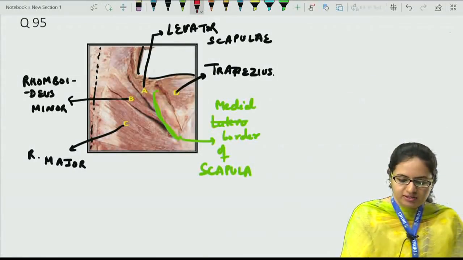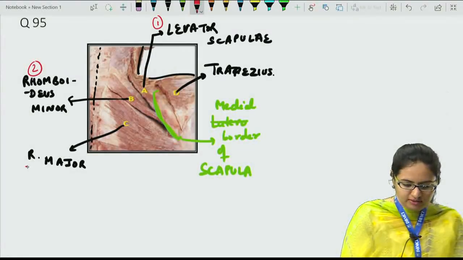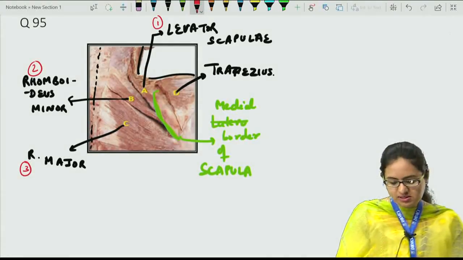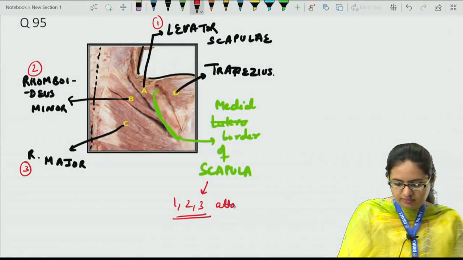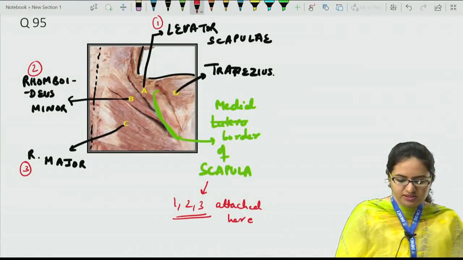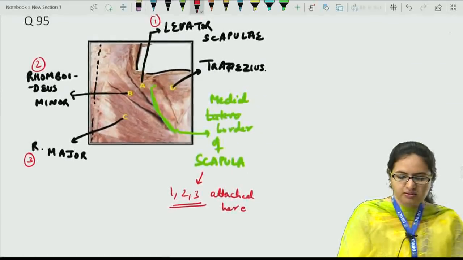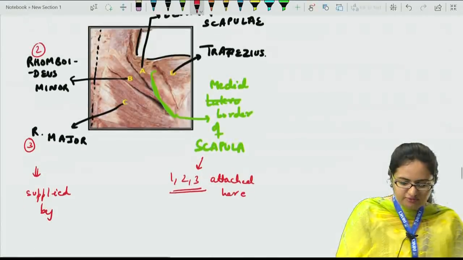If you see over here, the levator scapulae, the rhomboid minor and the rhomboid major, all these three muscles are attached to the medial border of the scapula. Apart from this, these three muscles are supplied by the dorsal scapular nerve. The rhomboid major, minor as well as the levator scapulae are supplied by the dorsal scapular nerve.